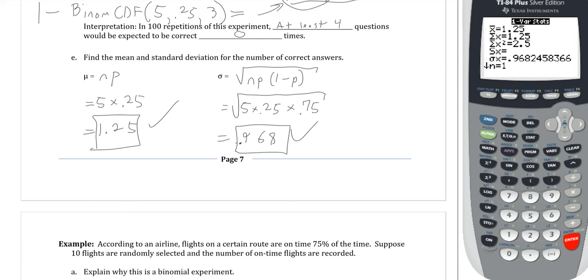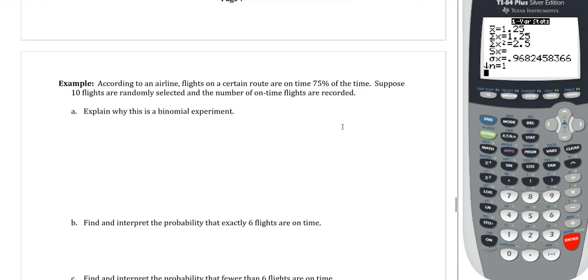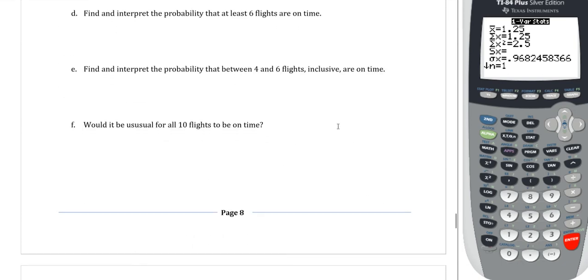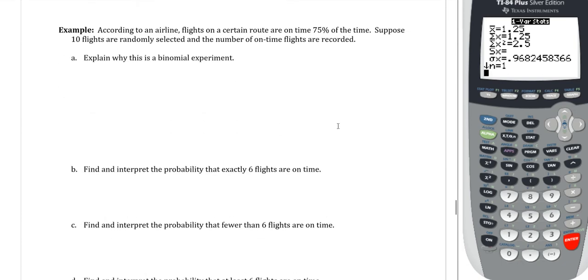All right. So that's one example of binomial. Let's do a couple more because, again, I know that these are a little bit tricky. So we have page 8 and page 9 here. According to an airline, flights on a certain route are on time 75% of the time. Suppose 10 flights are randomly selected and the number of on-time flights are recorded. So again, we're going to explain why this is a binomial experiment.